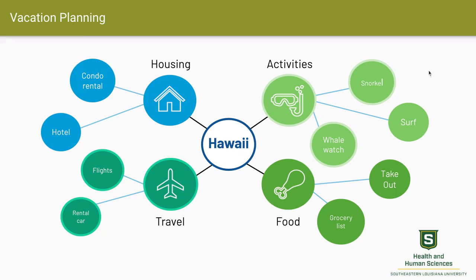So from this image, you don't really need to say a lot. We know that this vacation is happening in Hawaii. We know it's going to involve housing, activities, food, and travel. And we know some of the things that are going to be considered, like flight, rental car, and then for housing, we're going to be looking at a condo rental or hotel. So this is a very, very simple image that is communicating it.